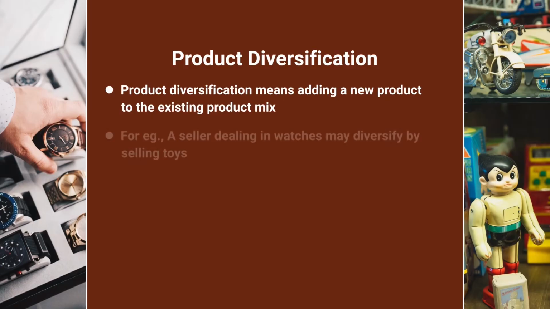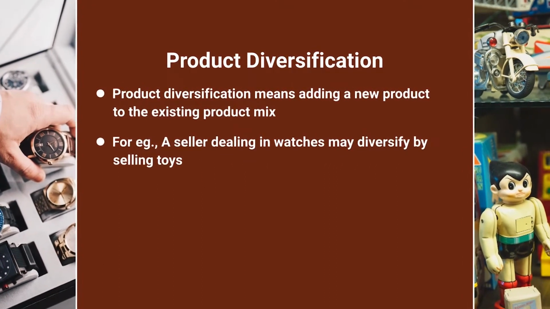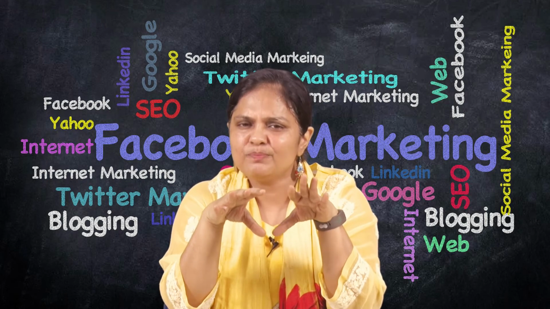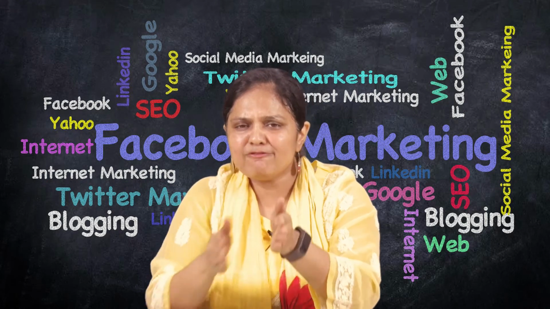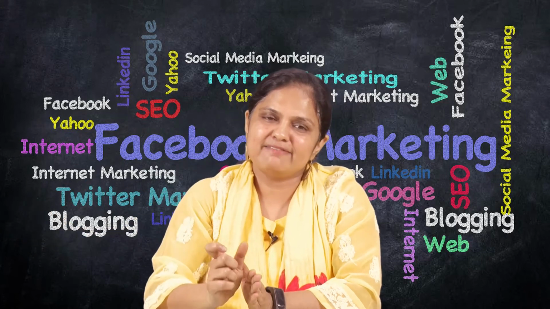For example, a seller dealing in watches may diversify by selling toys. It is not producing, it is not manufacturing, it is just buying from somewhere and selling. So earlier this seller decided to deal with watches. Now the seller may want to diversify by selling toys as well. So this is called diversification.